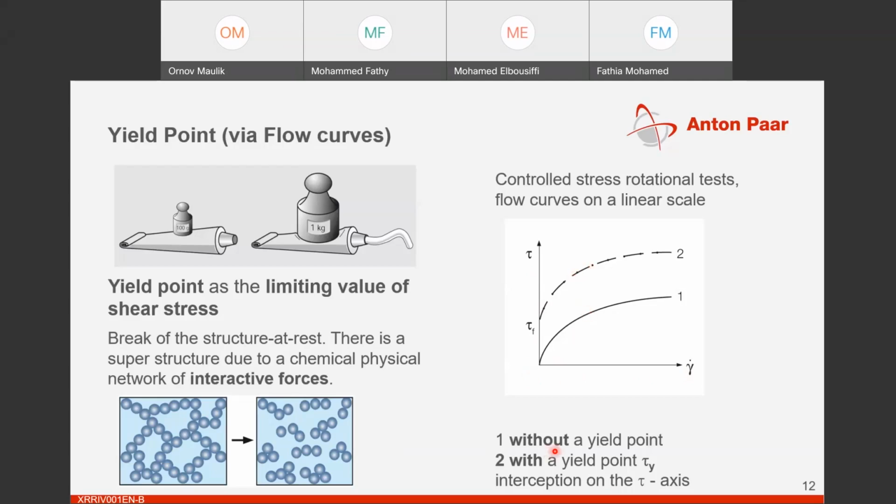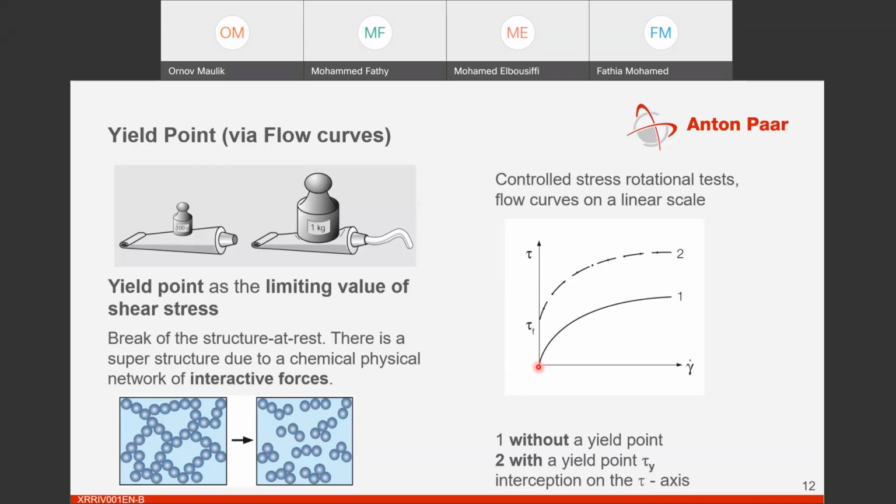So the first example is without yield point, and the second example is with yield point. If you remember, yesterday I had spoken about the Herschel-Bulkley and the Bingham model. The Herschel-Bulkley and Bingham mathematical models usually follow these types of curves. Here you can see in the first curve, the graph actually starts from the origin.